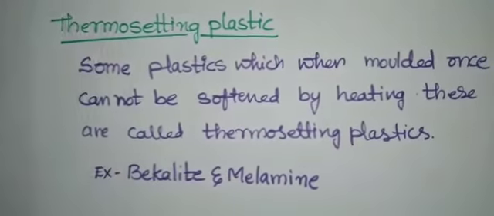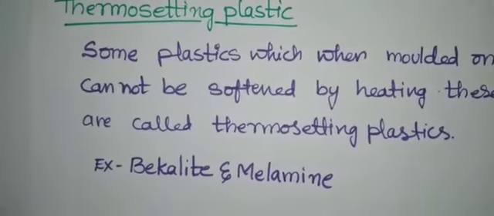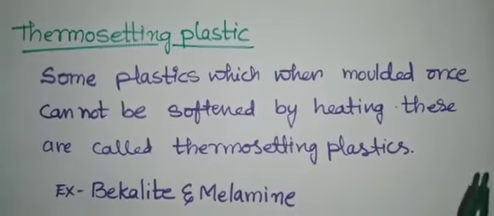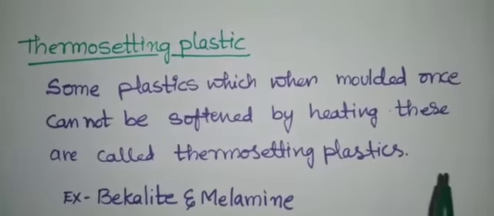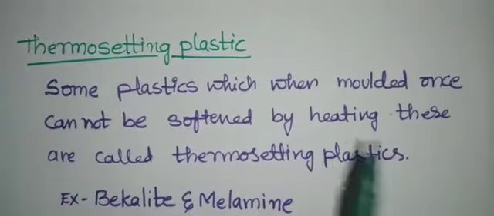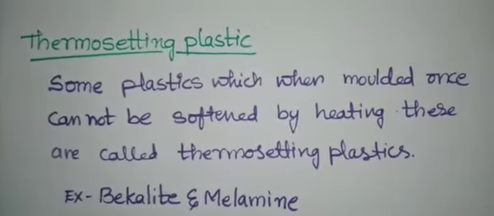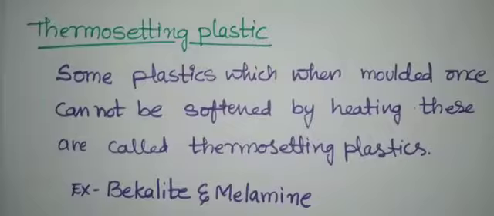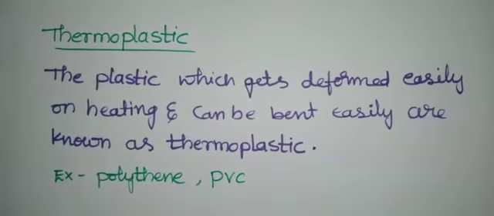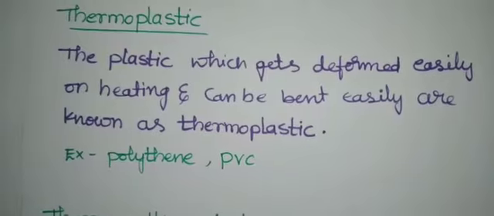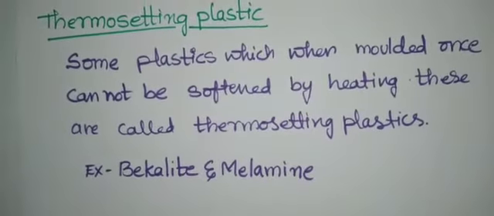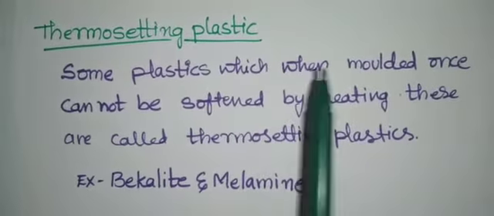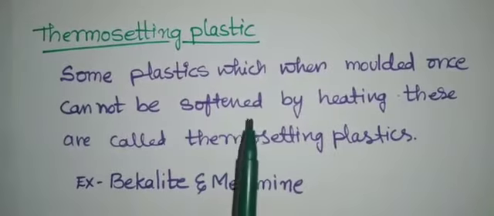On the other hand, there is thermosetting plastic. These are plastics which, when molded once, cannot be softened by heating. These are called thermosetting plastics. Suppose we manufacture one kind of plastic, it means we cannot soften it by heating. But thermoplastics we can easily melt by heating, while we cannot melt these kinds of plastics very easily. These are plastics which, when molded once, cannot be softened by heating.